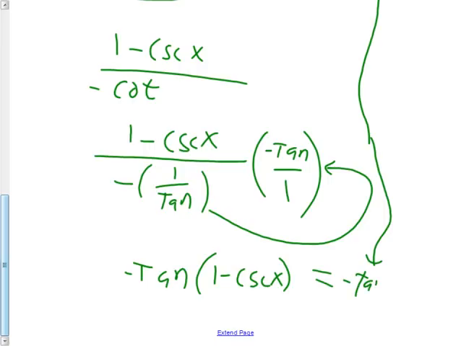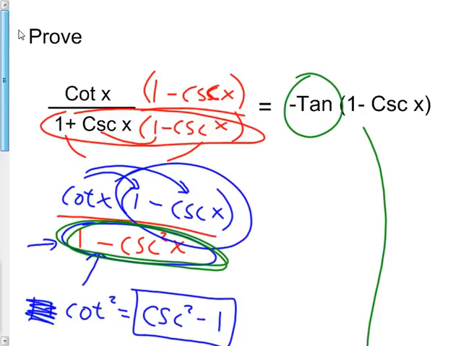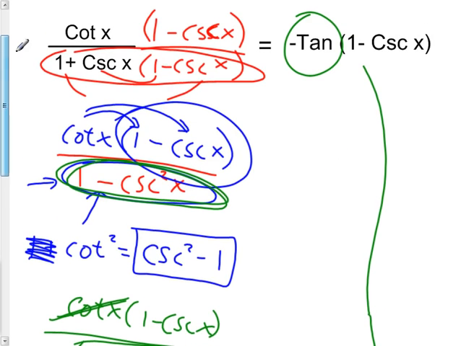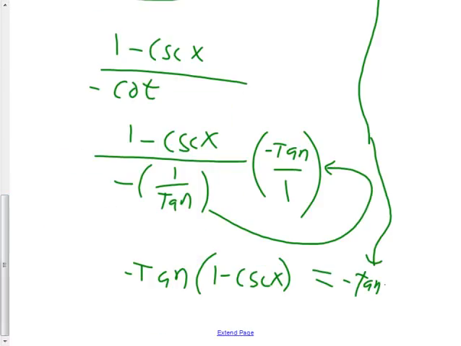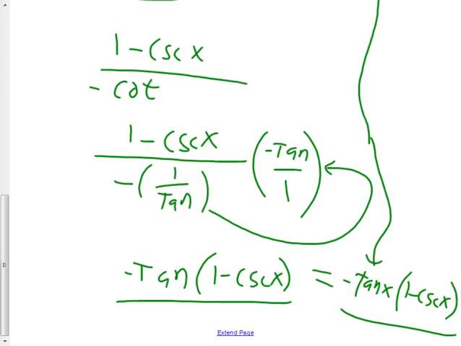Negative tangent of x, this is supposed to have an x in it, sorry. I'm sure that didn't mess anybody up. And then 1 minus cosecant. Notice I've got that statement at the bottom: this equals this. You have to end with that.